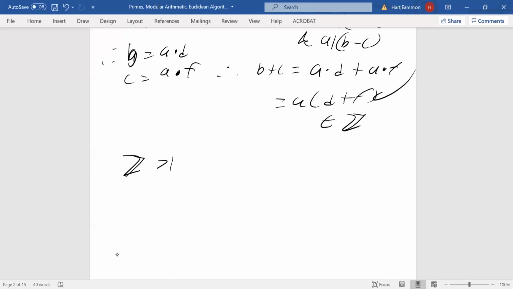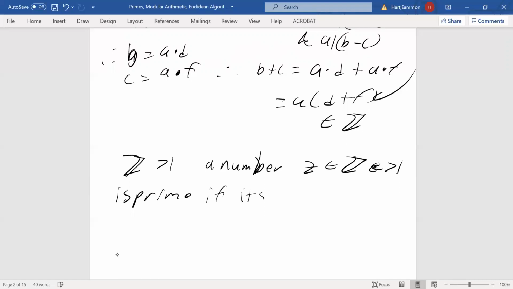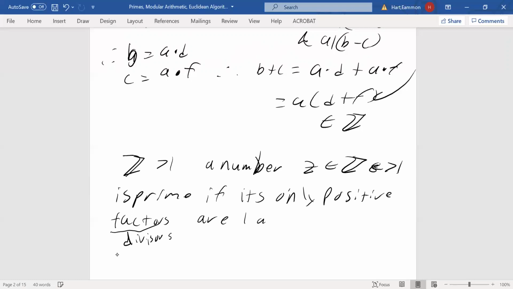If we have an integer z greater than 1, then z is prime if its only positive factors, or divisors, are 1 and itself. So note, 1 is not prime.